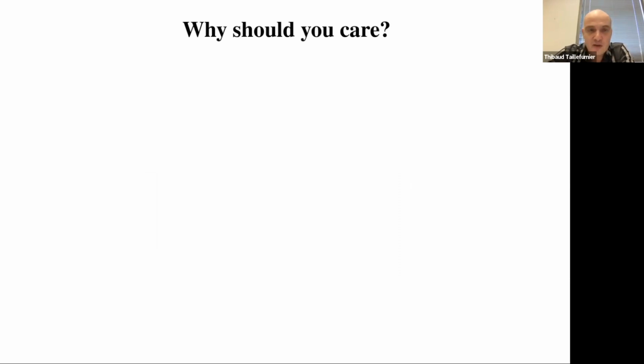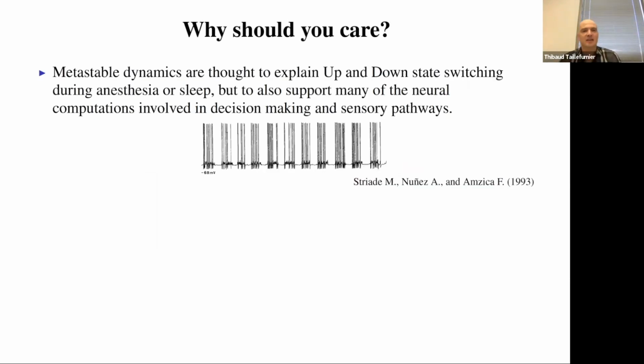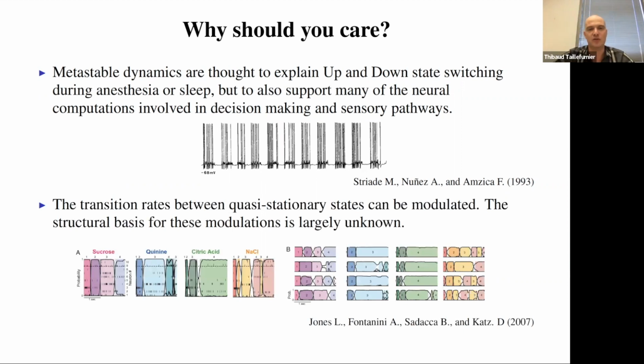So the first thing I want to point out is that, okay, it's been known for a long time that some neural dynamics exhibit metastability in the brain. There's a well-known example that has to do with the up and down states that are observable during anesthesia or sleep. But there are also metastable computations that are involved in different aspects of neural computation, like decision making and sensory pathways. And one of the sensory pathway examples that I like very much is the following one, and it has to do with how we presumably encode information about taste.